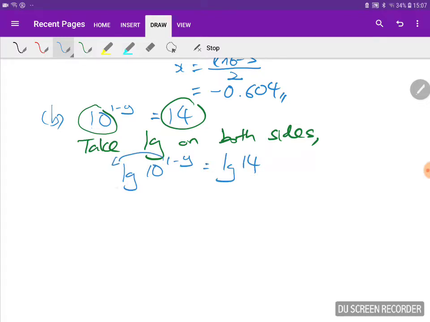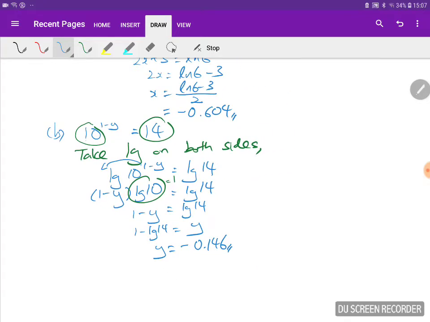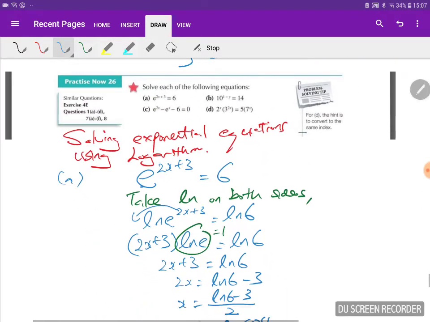I can bring down the (1 minus y) log 10. The log 10 is equal to 1. So you'll have 1 minus y equals log 14. So 1 minus log 14 equals y. So y equals negative 0.146. Now let's look at C.